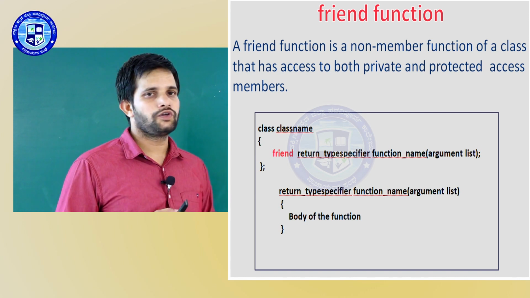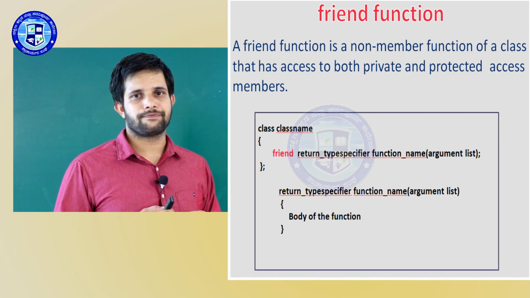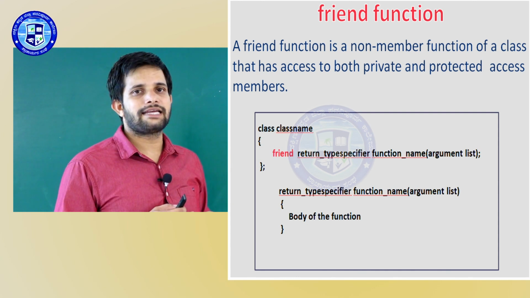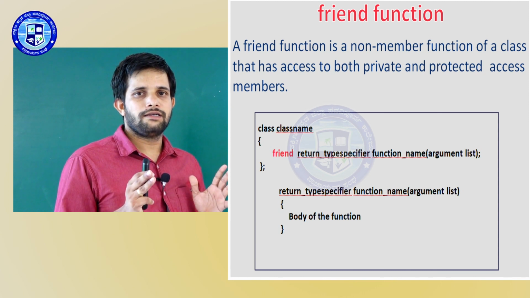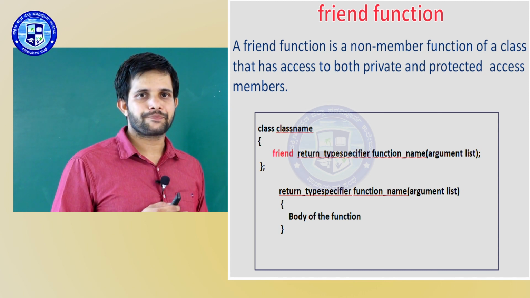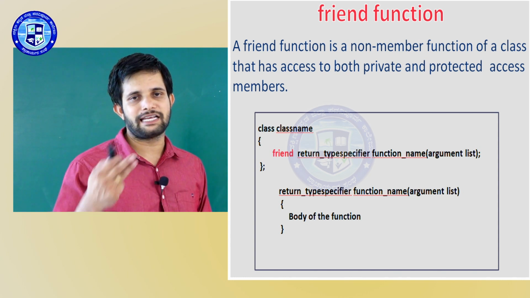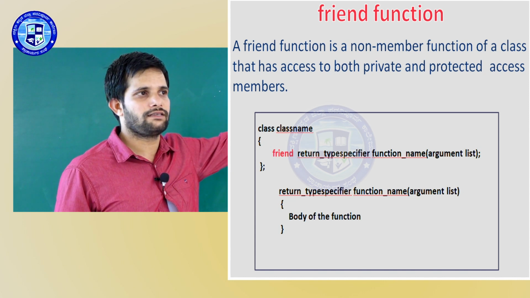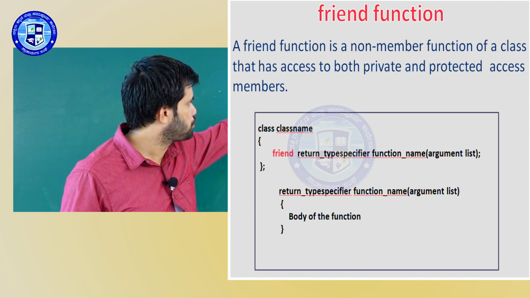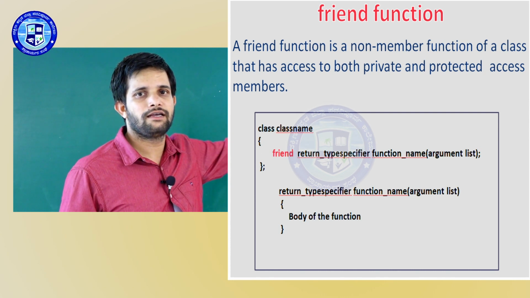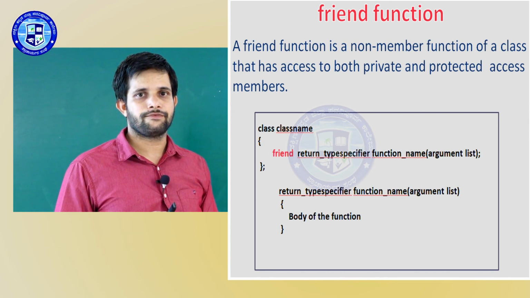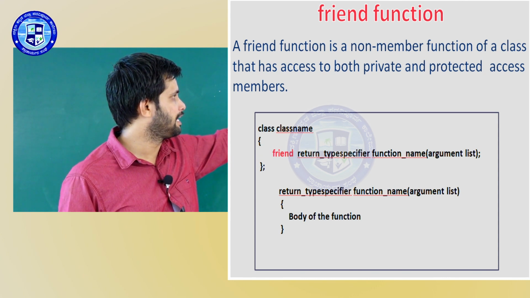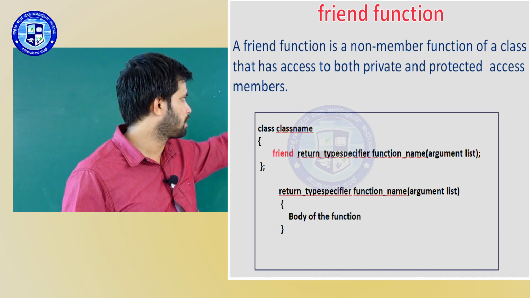So this is the syntax to declare and define the friend function. The friend function will be declared anywhere inside the class. It is not restricted by any access specifier here. It can be declared in the private section, the public section, or the protected section, but you must declare it inside the class. When you are declaring, you must use a special keyword called friend before the function declaration. So it will be friend, return type specifier, function name followed by argument list, semicolon. So this is nothing but the declaration.